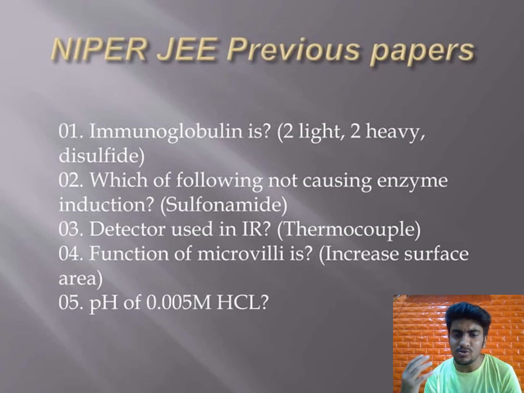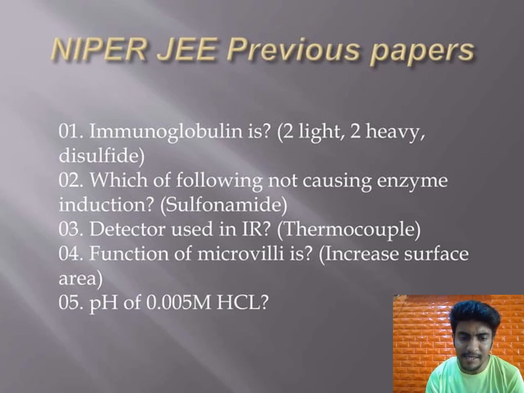Then we had the detector used in IR. So IR has different sources and detectors. We have bolometer, Golay cell, Nernst glower, Globar, incandescent lamp, thermocouple. So you had to answer that. Then the fourth question is: what is the function of the microvilli present in the intestine? So villi are finger-like projections that increase the surface area for absorption.